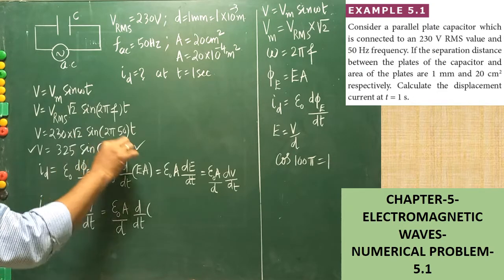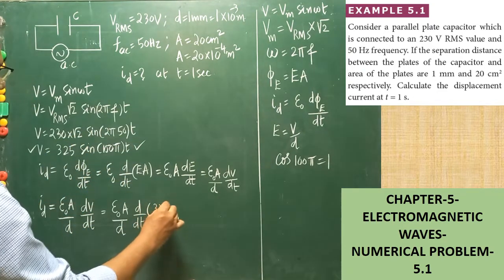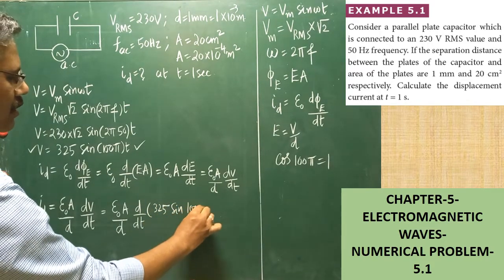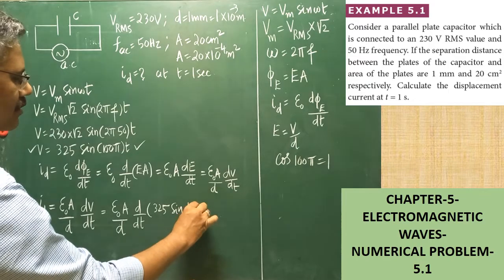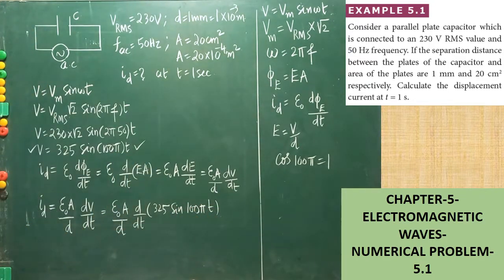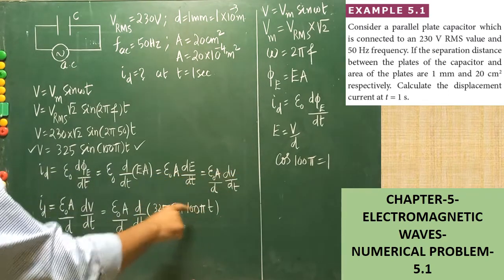Which expression? This expression should be written as 325 sin 100 pi t. So, instead of V, this entire expression must be written.